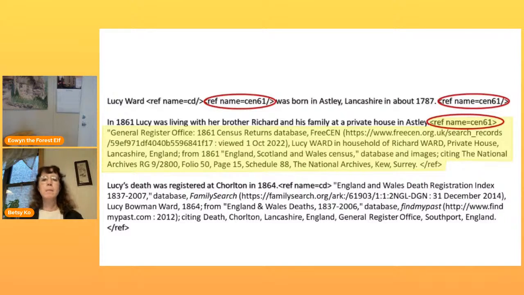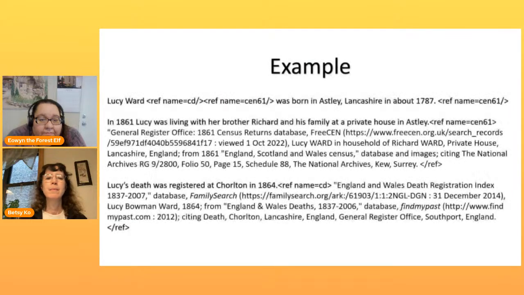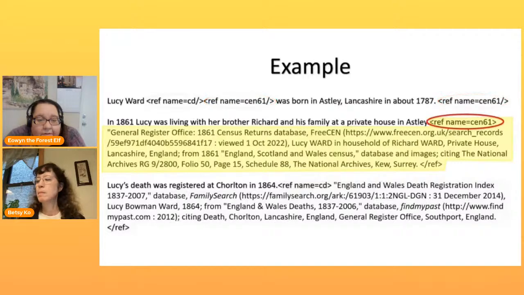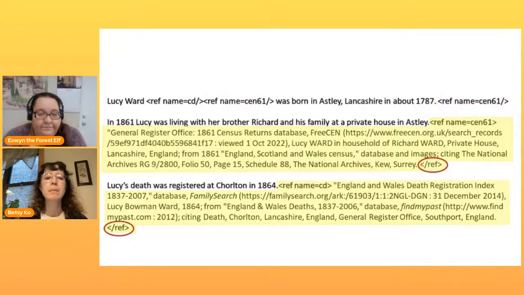Within your text, once you've created your citation and you've given it a name, you can now use that name in other places in that text to show that that source cites other facts as well. In this example here, you can see that I've used the reference name CD for my civil death and CEN 61 to refer to my census. For the census source, you can see I've used that to cite her residence in 1861, as well as her name and her birth date and location. And don't forget to end each citation with a closing ref.